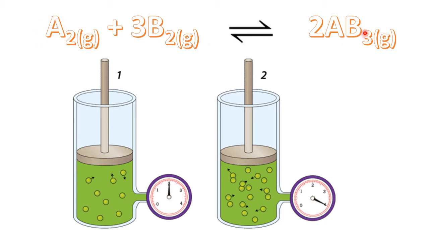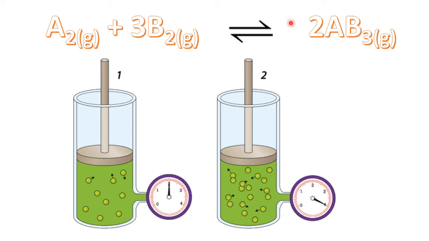understand the situation based on the balanced chemical equation. As far as the reactants are concerned, there are 4 molecules. How 4? 1 A2 molecule and 3 B2 molecules. Add them up, you will get number 4. But as far as the product is concerned, there are only 2 molecules. So on the reactant side, there are more molecules, and on the product side, there are fewer molecules.